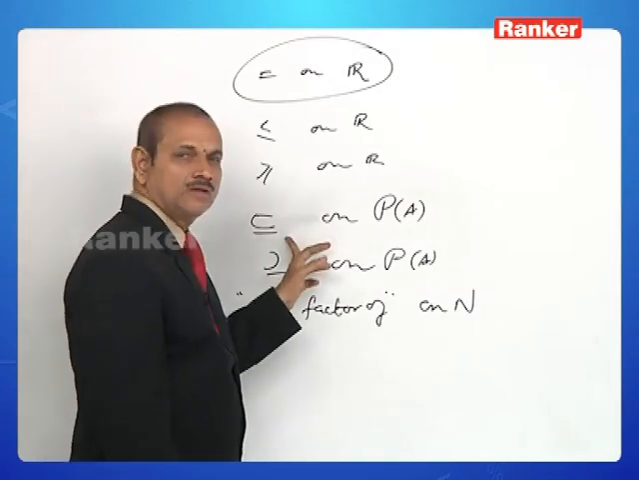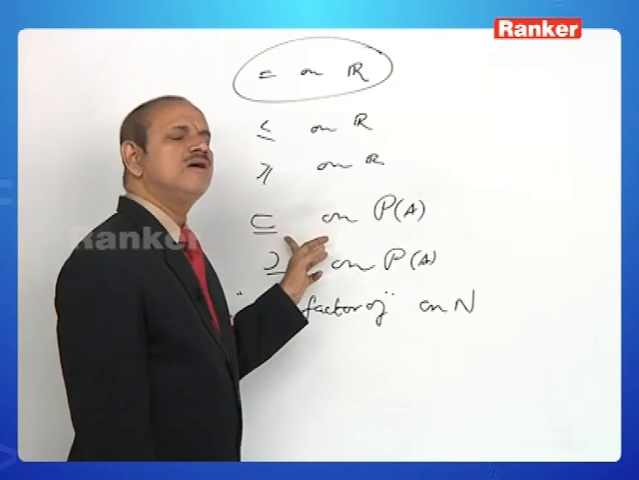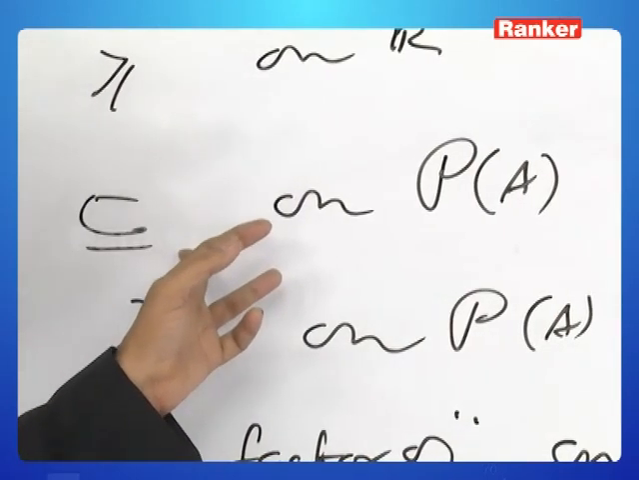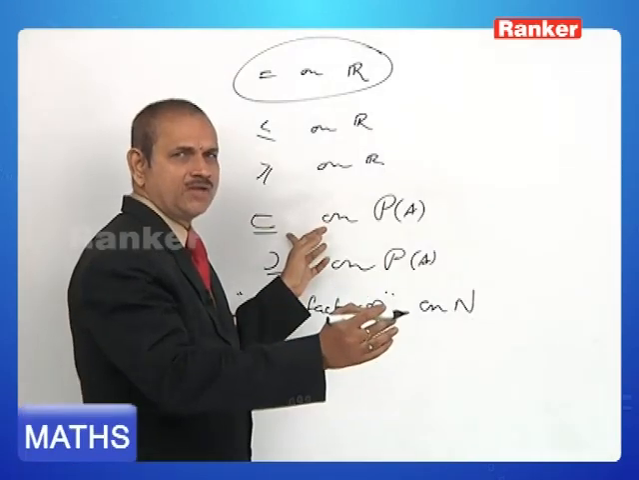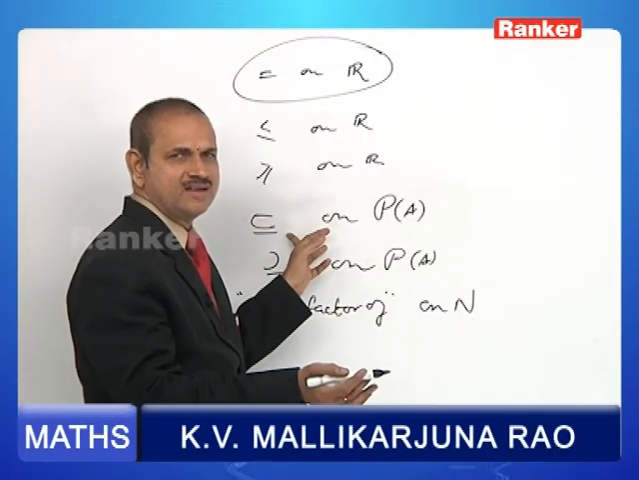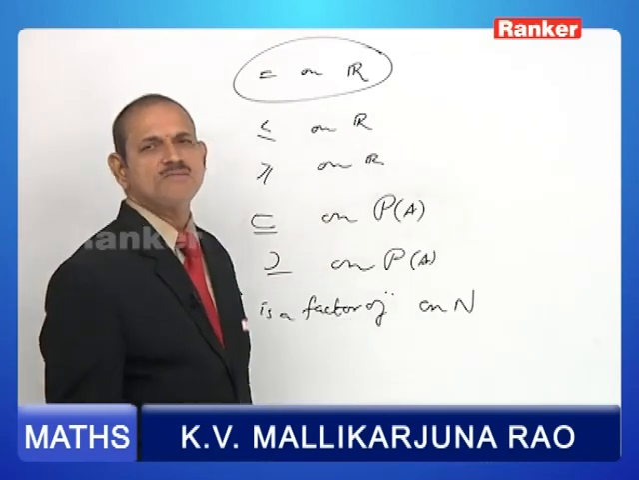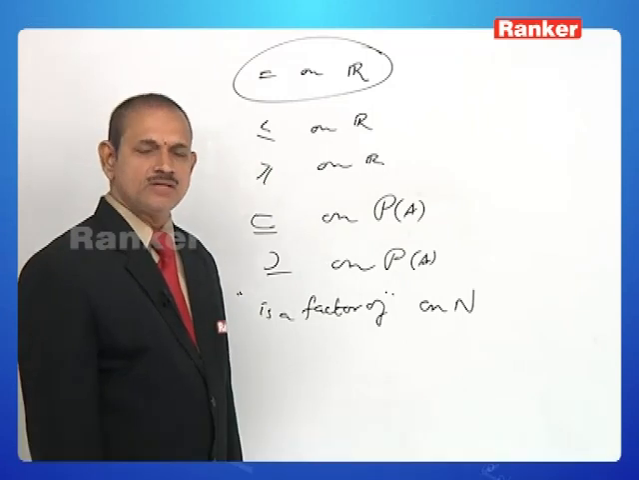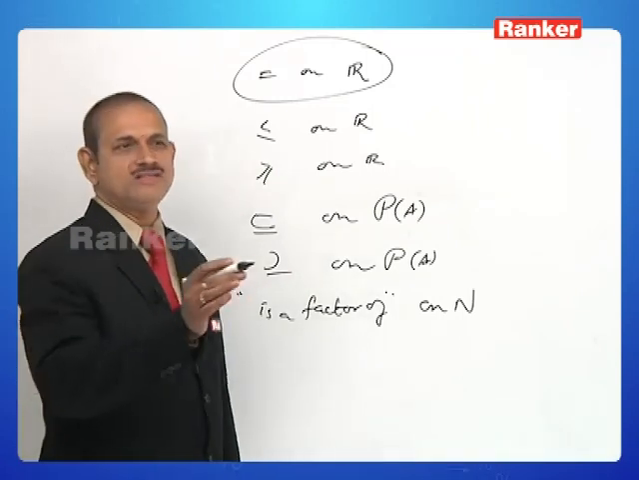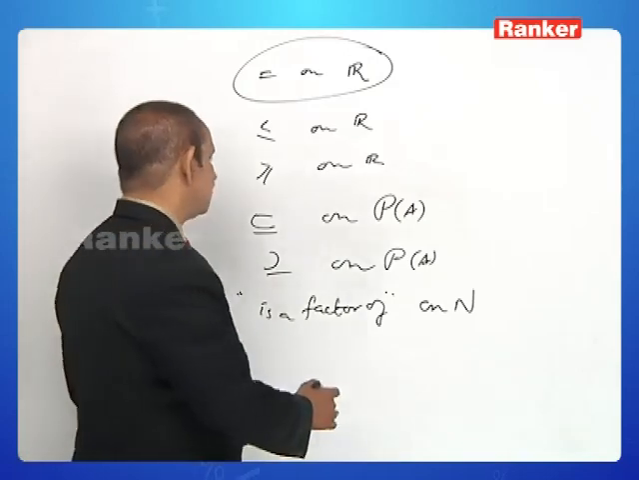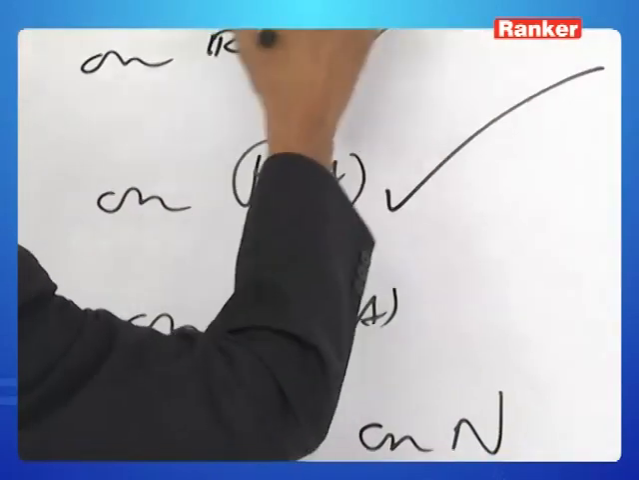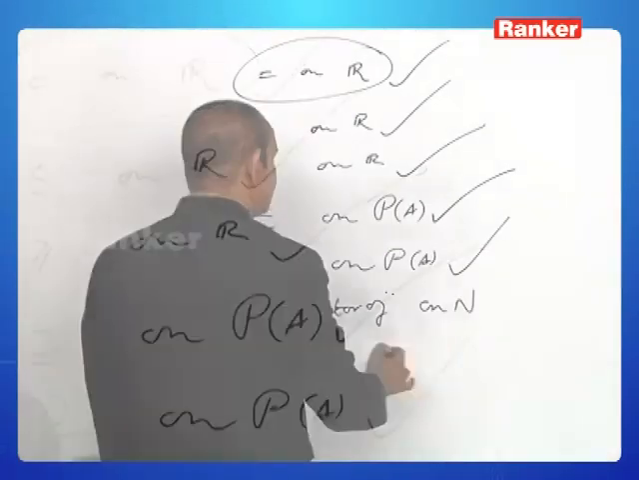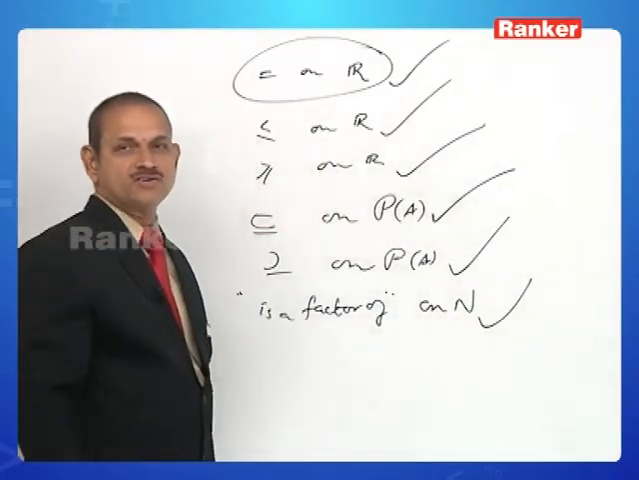Good. Then, A is a subset of A for all A: reflexive. A subset of B and B subset of A, if you have both at once, then A is equal to B: antisymmetric. What about transitivity? A is a subset of B is a subset of C, then A is a subset of C: transitive. So it is a partial ordering relation. This one, is a factor of, is again a partial ordering relation.